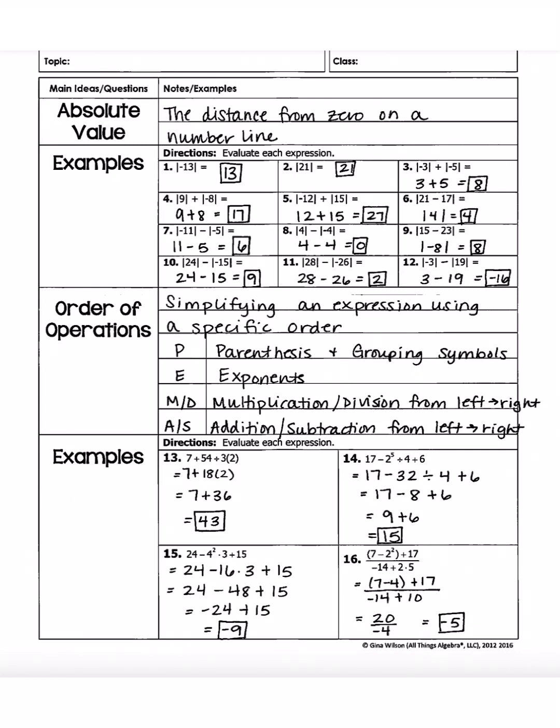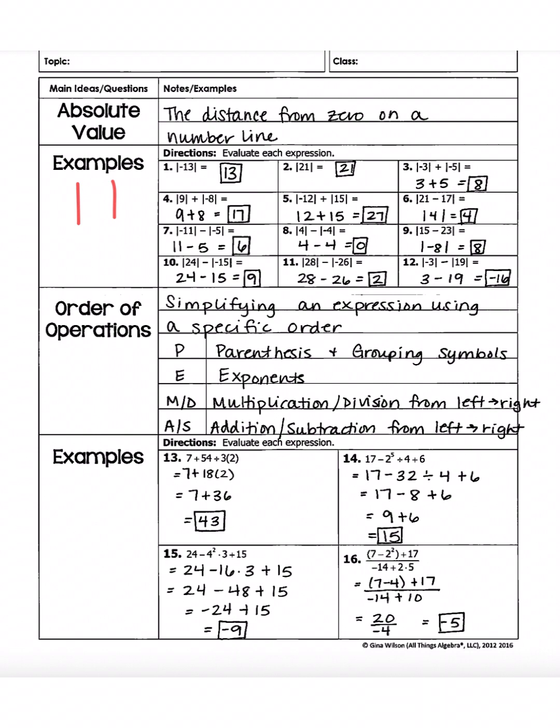Today we're going to look at absolute value and order of operations. Let's start off by looking at absolute value. Absolute value is the distance a number is from 0 on a number line. The symbol that we use for absolute value are these absolute value bars. So anything inside these bars means absolute value, which is the distance a number is from 0.